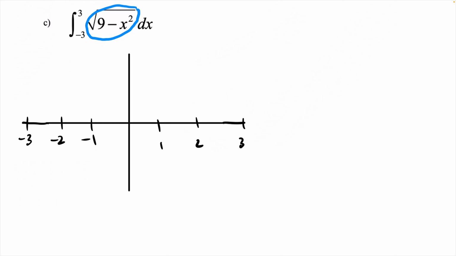When I plug in -3, -3 squared is 9. 9 minus 9 is 0. Square root of 0 is 0. First dot goes there. When I plug in -2, I'm going to get 9 minus 4, which is 5. The square root of 5 is not a nice, pretty number. It's between 2 and 3, though. It's just above 2, so it's closer to 2 than it is 3. So I'm going to make a dot closer to 2.